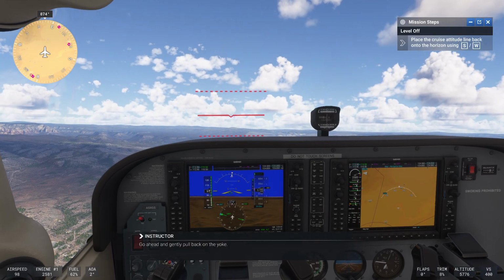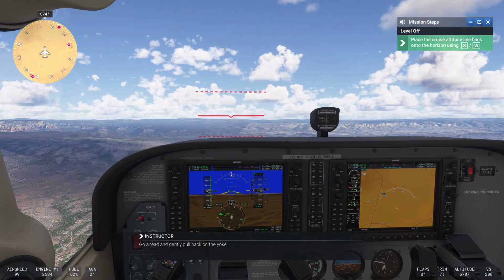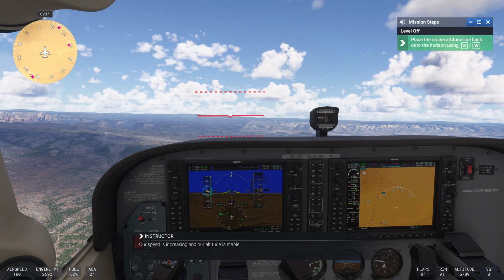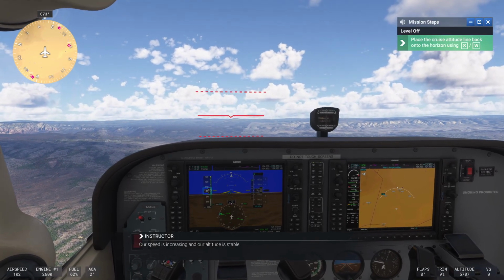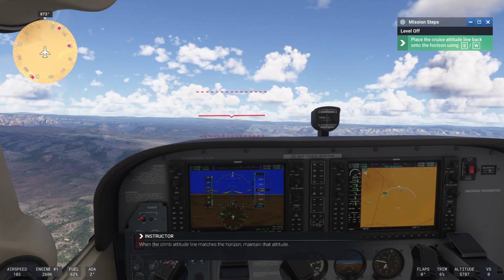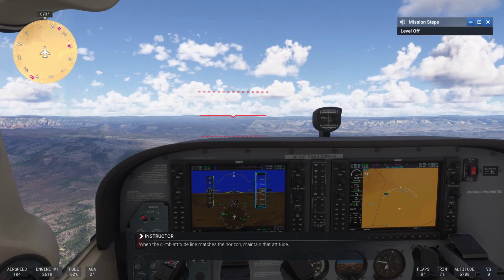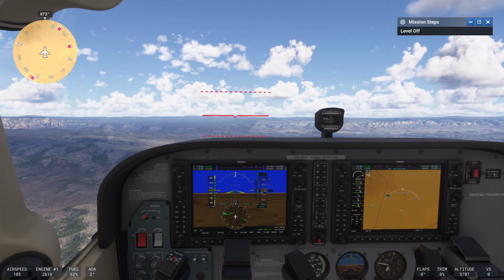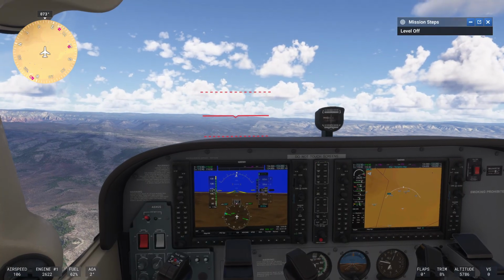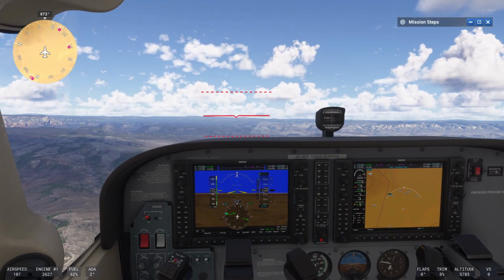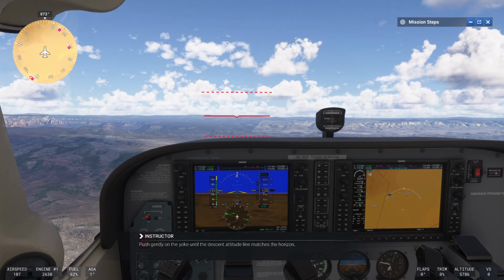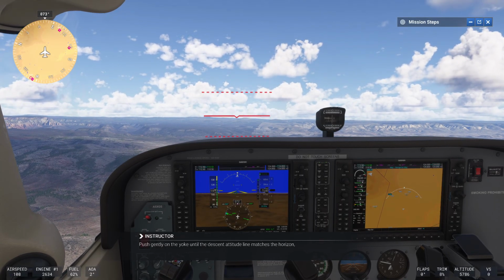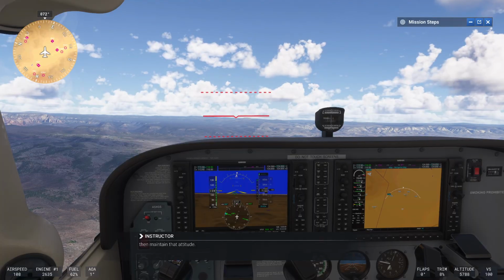Go ahead and gently pull back on the yoke. Our speed is increasing and our altitude is stable. When the climb attitude line matches the horizon, maintain that attitude. That's good. That's okay. Push gently on the yoke until the descent attitude line matches the horizon. Then maintain that attitude.